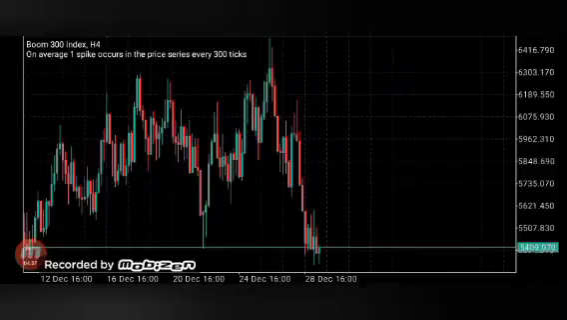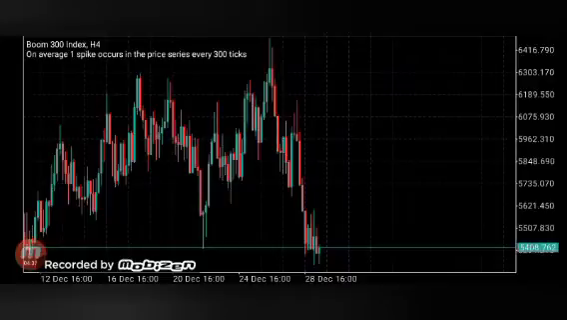Resistance is the other key area, and this is where your sellers focus, because they know this is where the market is going to make its big move downwards and give good selling opportunities. So sellers look at the key area called resistance on the charts to make decisions.